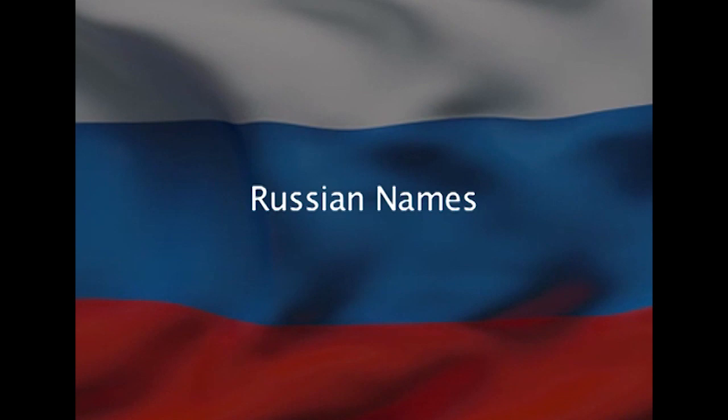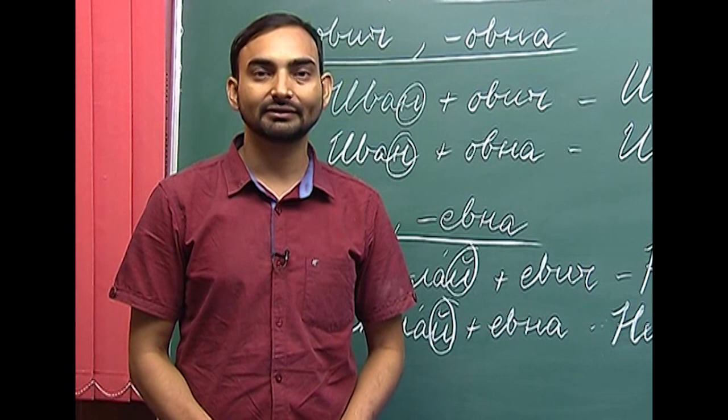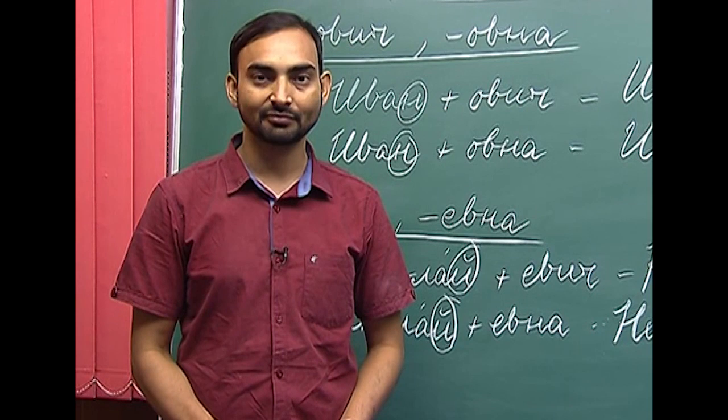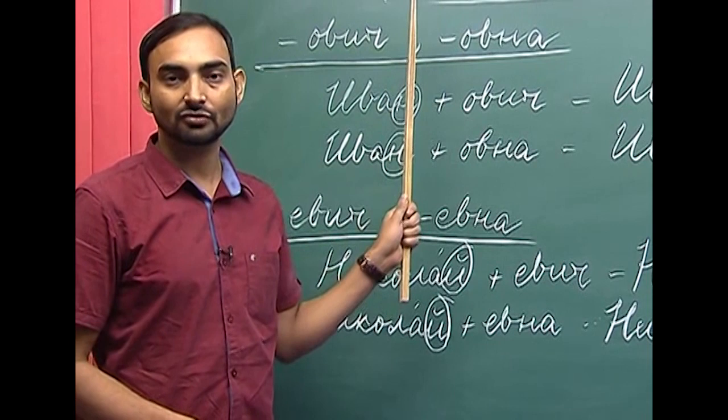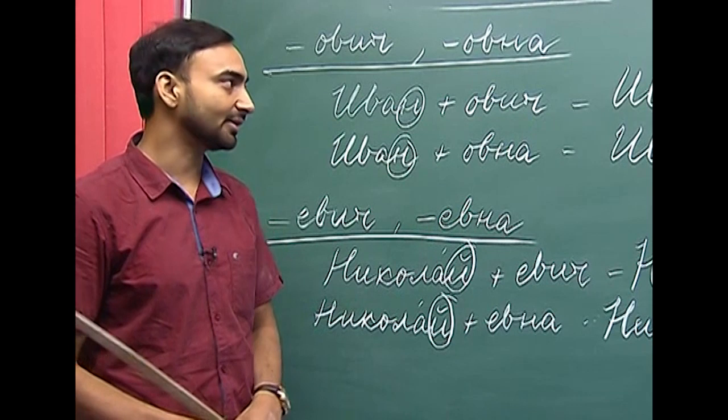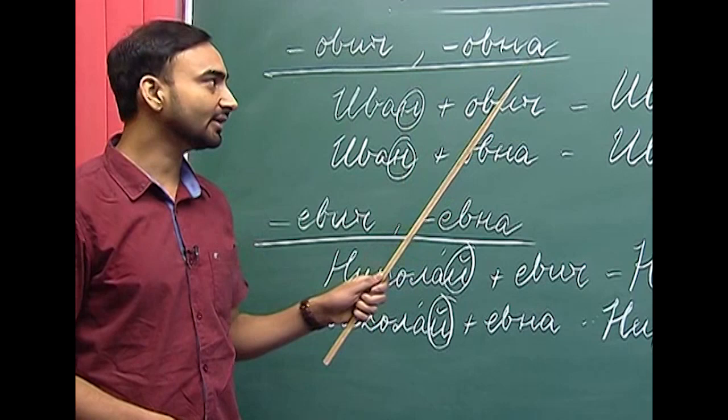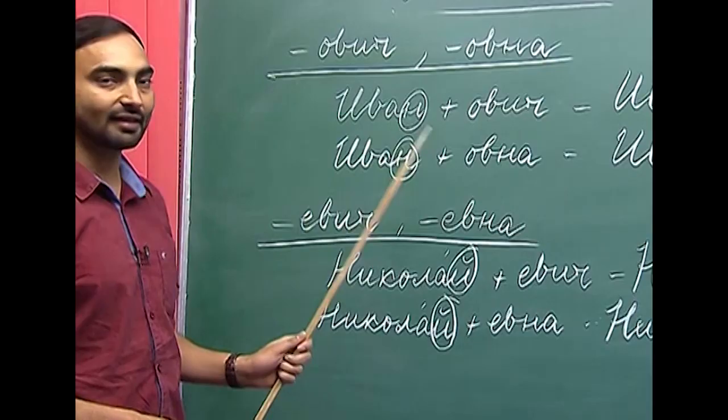We have already discussed that patronymics are formed by adding specific suffixes to the first name, and that is how we derive the patronymic. While discussing the suffixes, I told you that we add -ovich, -ovna, -yevich, -yevna to get the patronymic. -Ovich is added to the first name to get the masculine patronymic, and -ovna to get the feminine patronymic. So, let us look at the example.